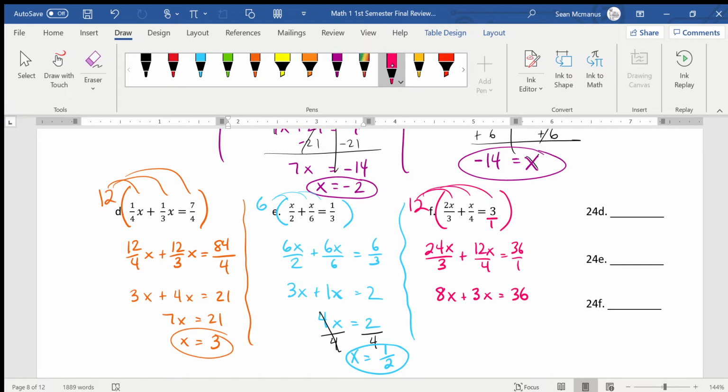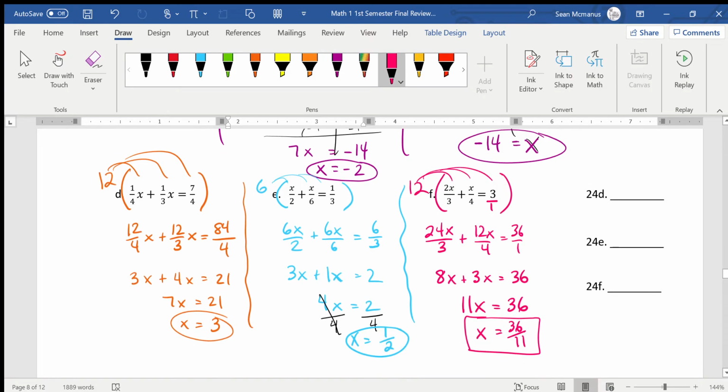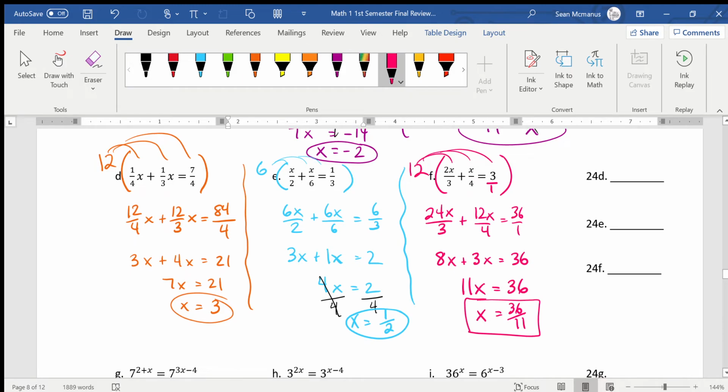Yep, all right, just double checking. 11x equals 36, and then I divide away the 11. A lot of times we don't get fractions that look like that in our answers in Math 1, but it's totally possible, and I think that's correct there. So sometimes when I get those, I double check my work because it's not super common that we end up with ugly fractions like that. All right, so those are done.